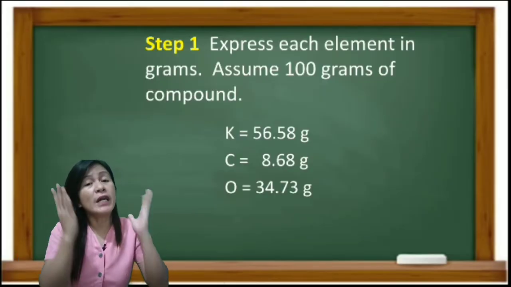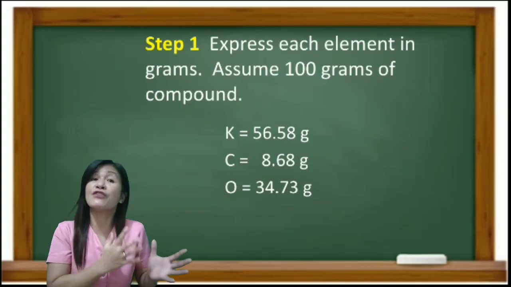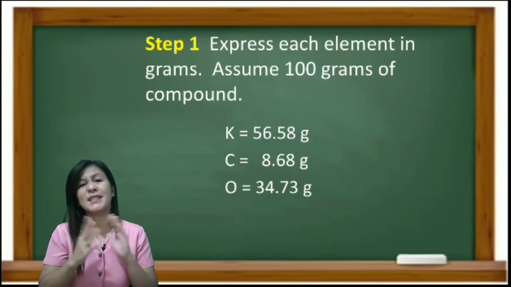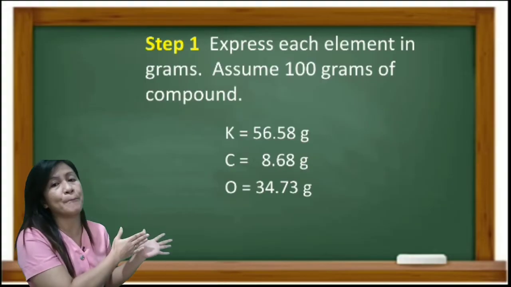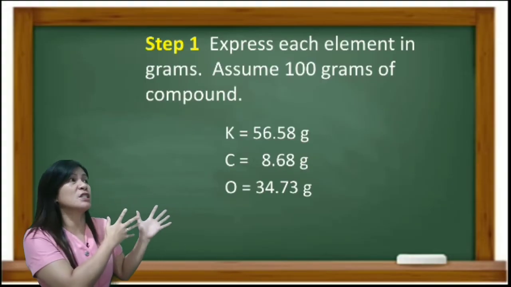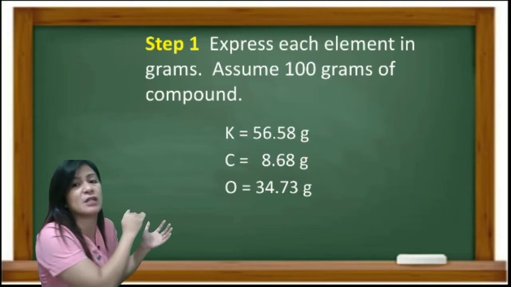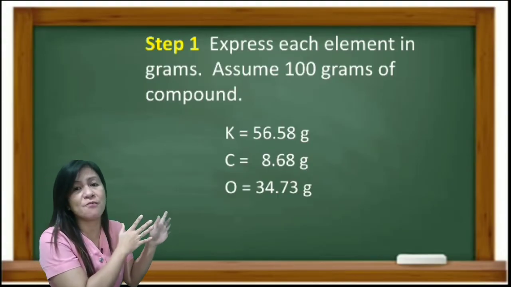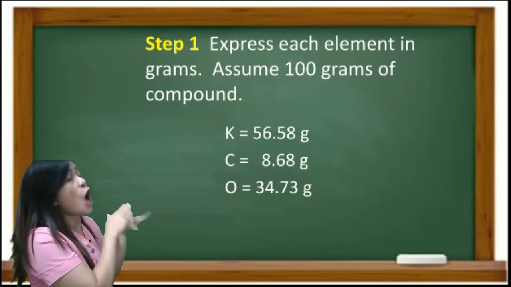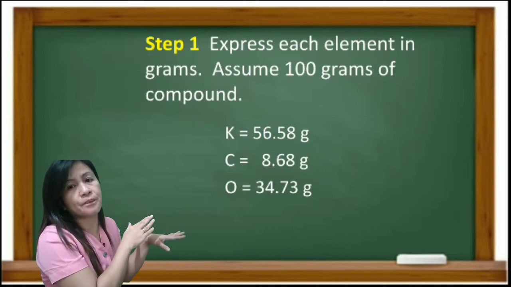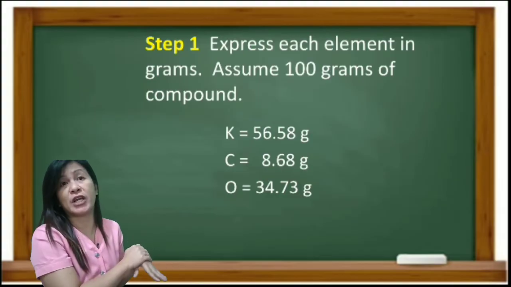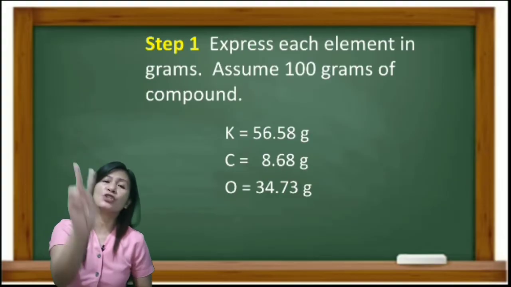So that is easy to process, no? When you are given the percent composition of the compound, you just change percent to gram, as easy as that. For example, in this example, the percent compositions are automatically converted to the grams of the compound. So you will have potassium, 56.58 grams, carbon, 8.68 grams, oxygen, 34.73 grams. Let's now proceed to step 2.